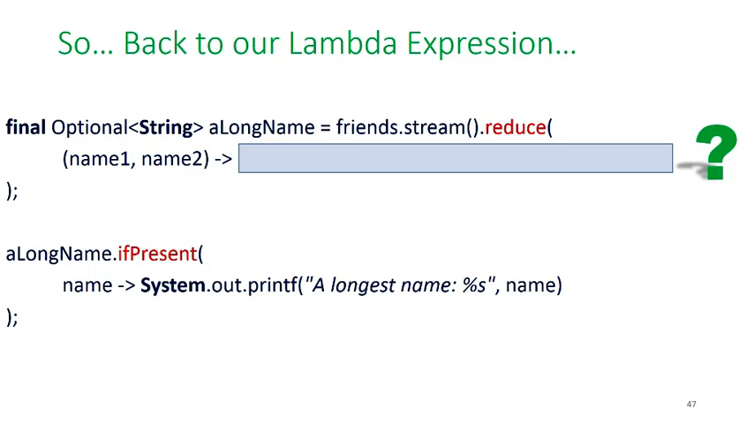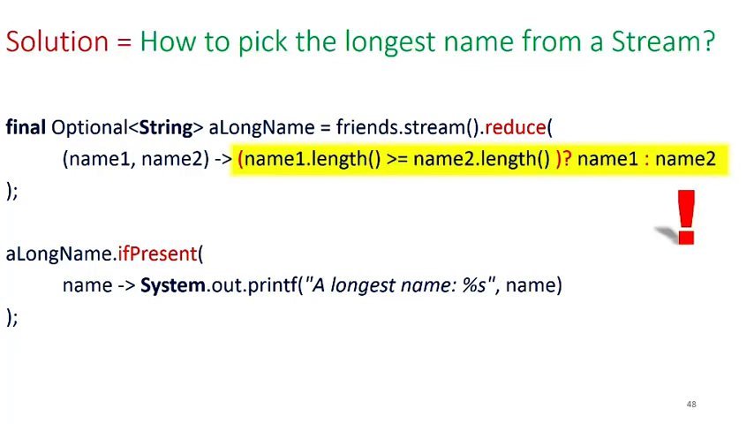You probably have a condition where you can check the lengths. Yeah? You can say if name one dot length is greater than name 2, then return name 1. Else return name 2. So I'm not going to repeat that because it's going to come on the slide, but yes, that's the correct answer.